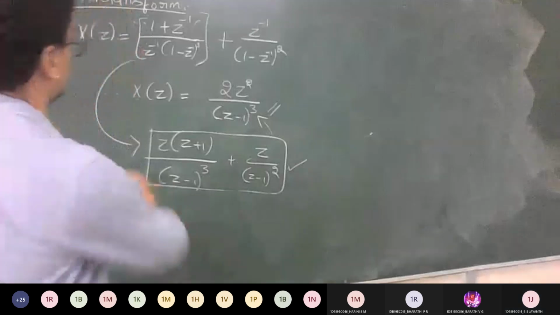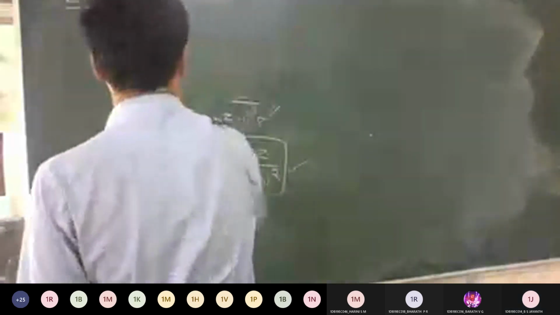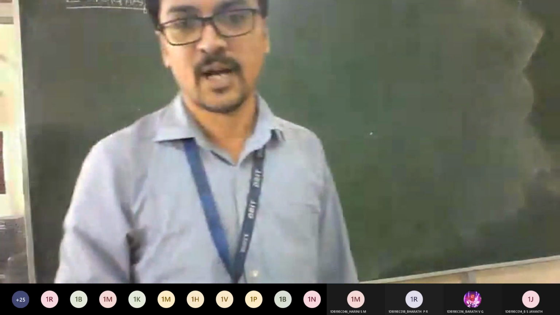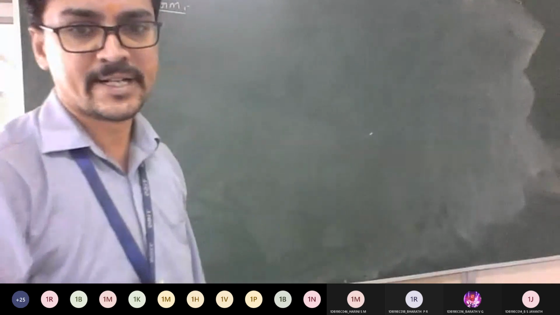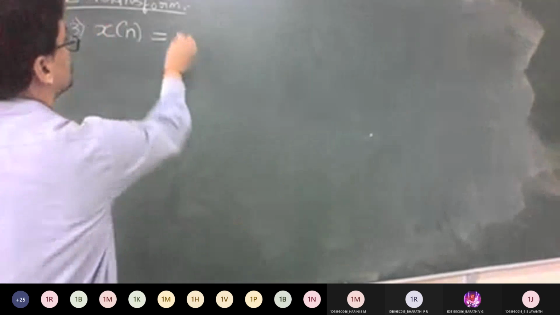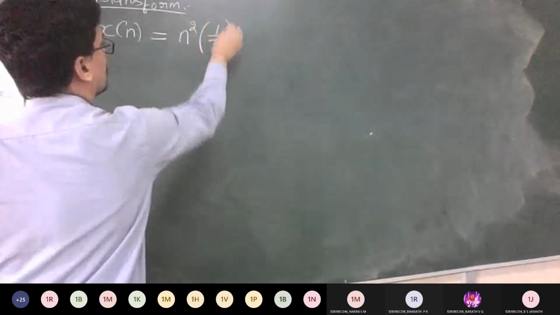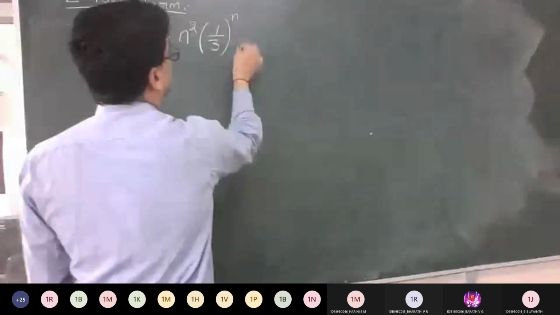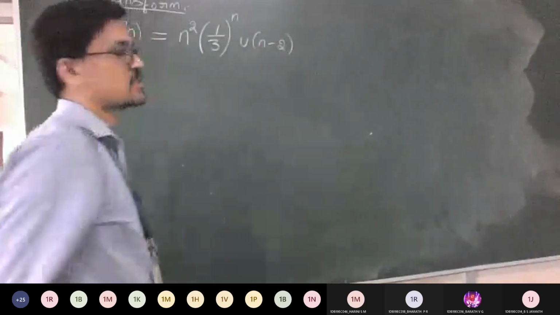Yes, sir. So go with the next problem. Using appropriate properties of Z transform, find the Z transform for the following sequence. x of n equals n square into 1 by 3 to the power of n, u of n minus 2. So this is the given question now.